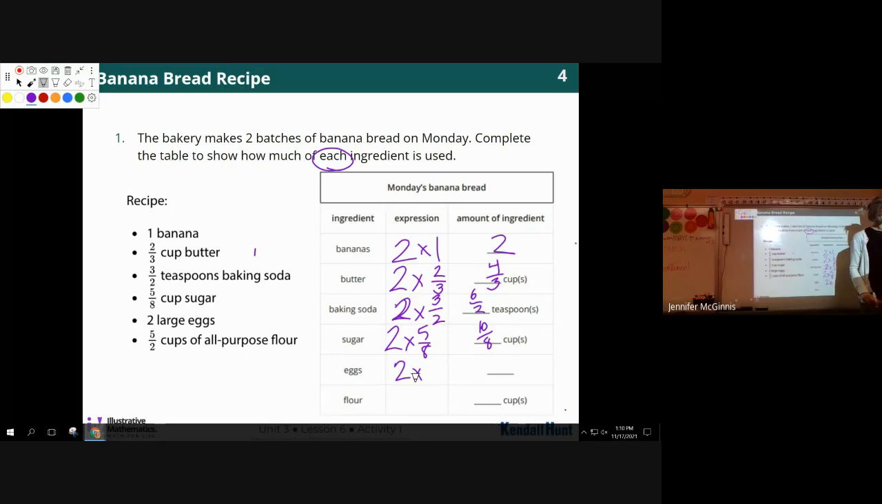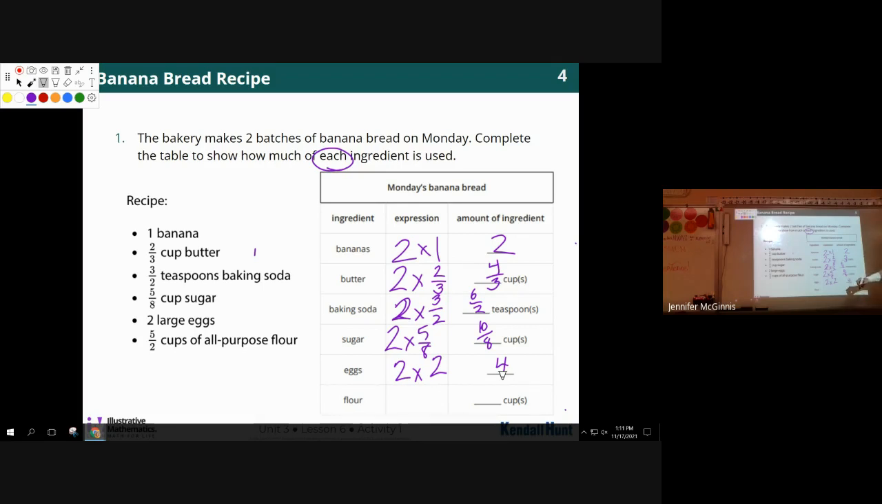Eggs? How many eggs are there? 2. So I need to have 2 times 2. And then how many total eggs would I have? 4. Thank you, Lila.